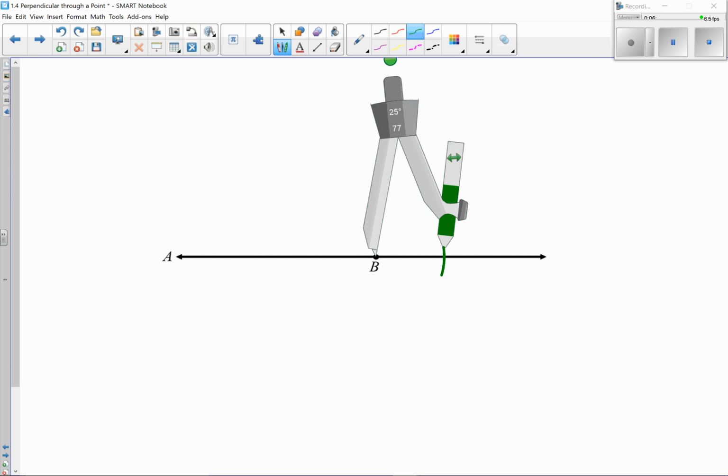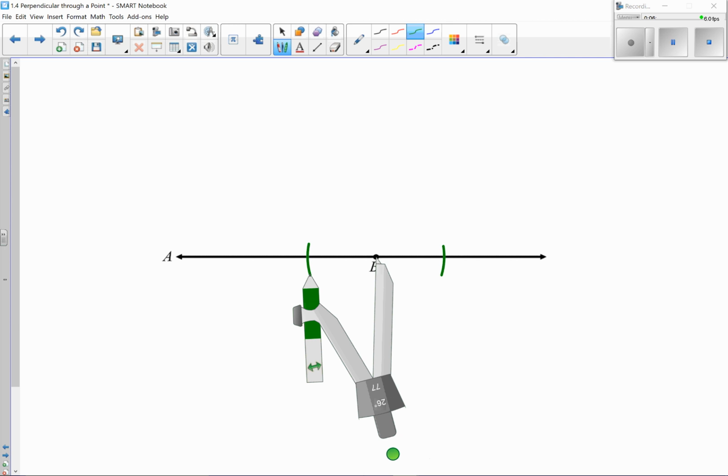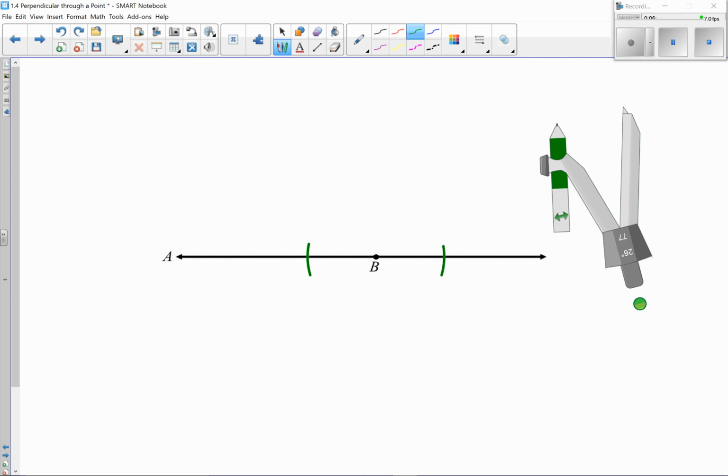So if I make an arc on this side and then I spin around and make an arc on the other side, since I didn't change the width of my compass, this point here and this point here are the same distance away from point B. So let's call this X, let's call this Y. Now we have that XB and BY are the same distance in length. Therefore, B is in fact the midpoint of this newly formed line segment.